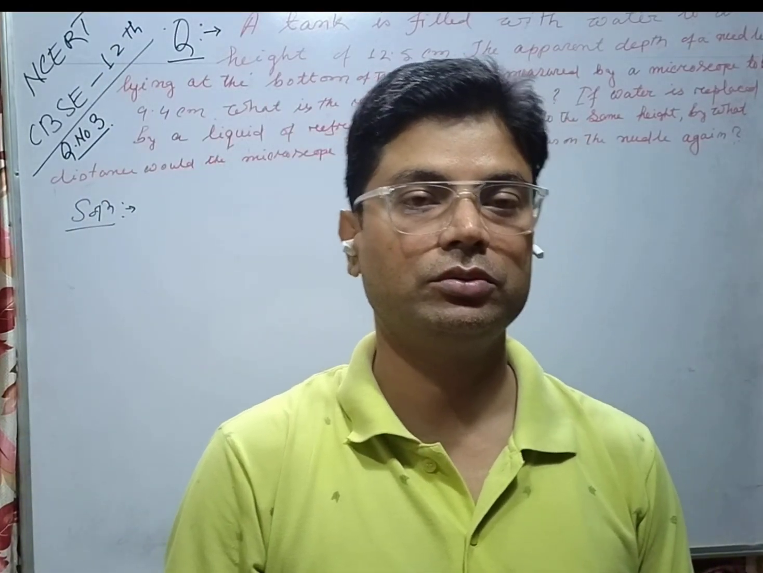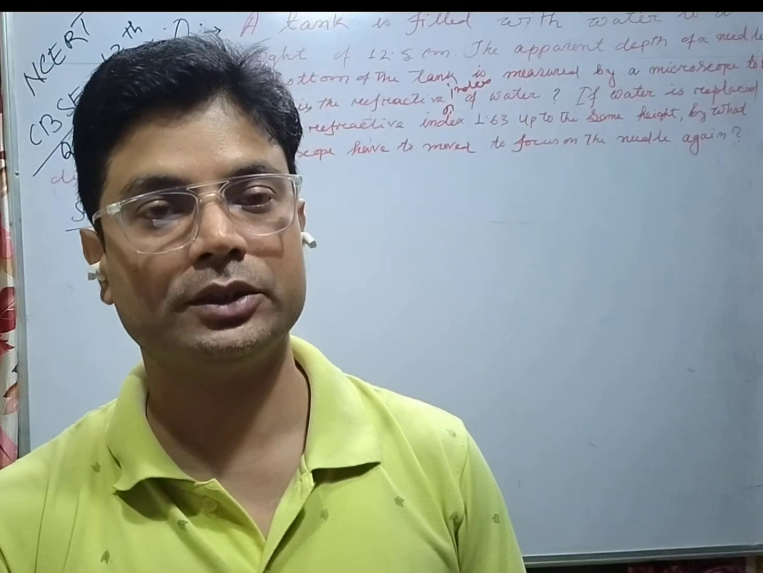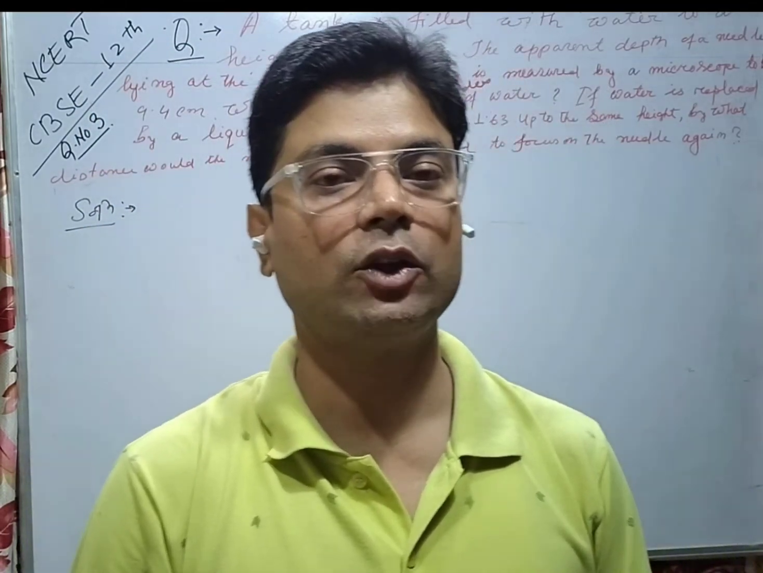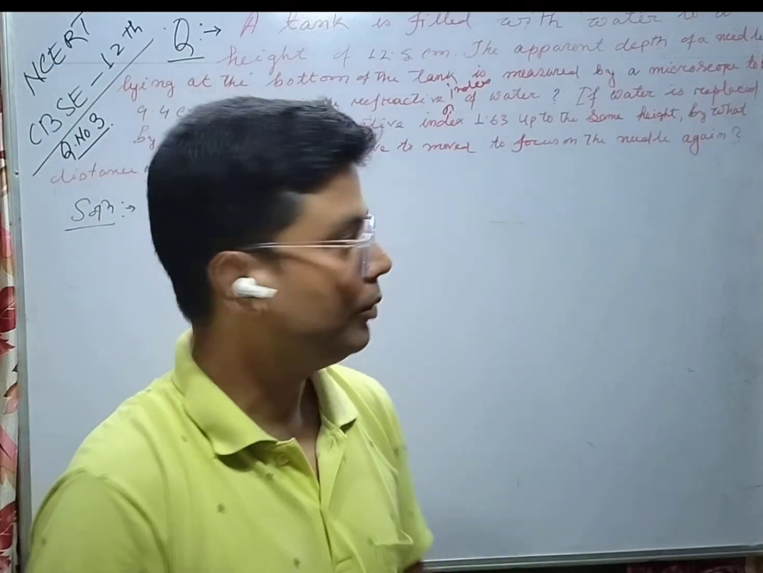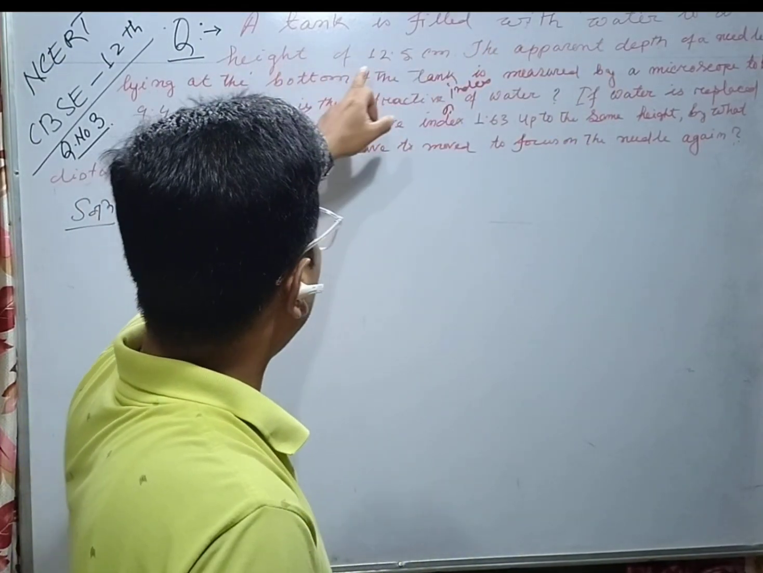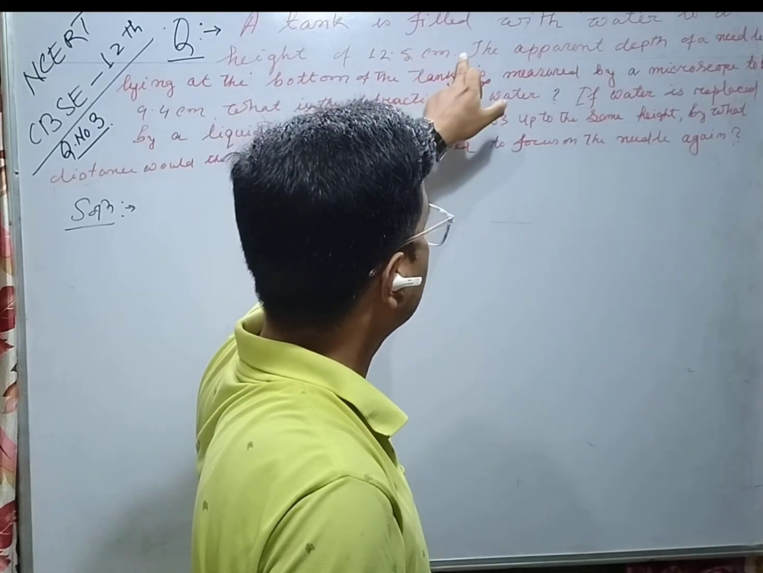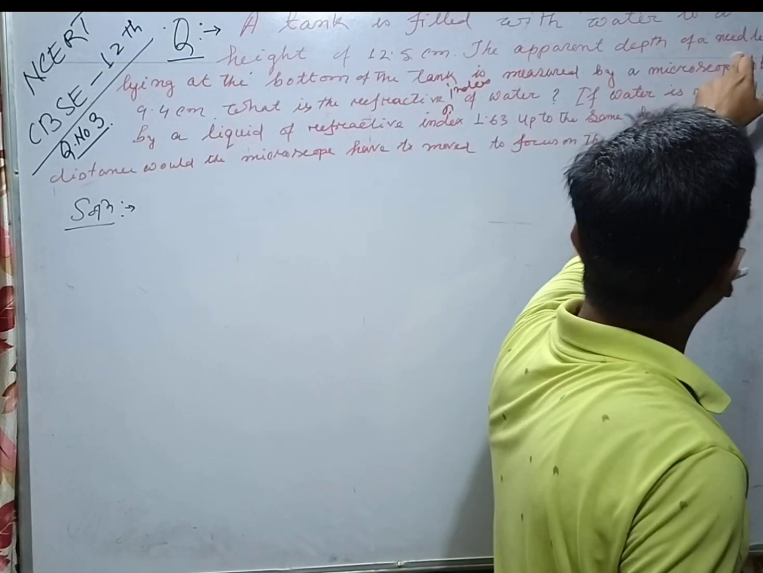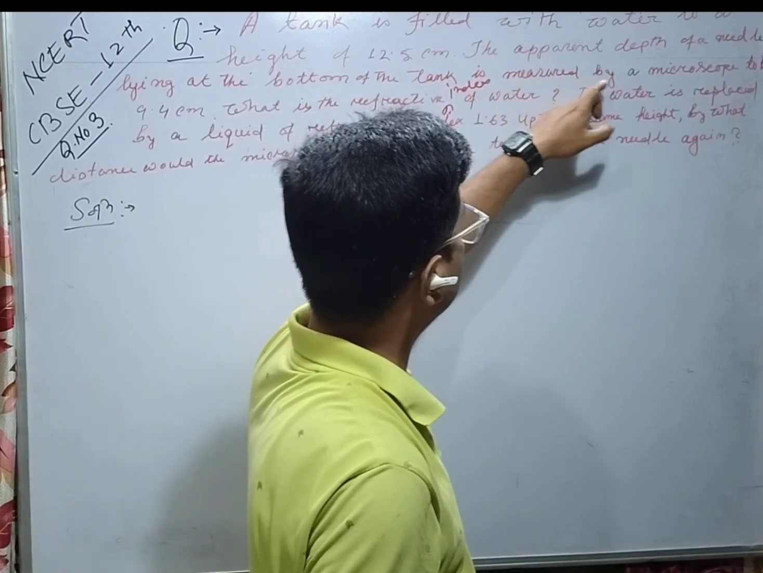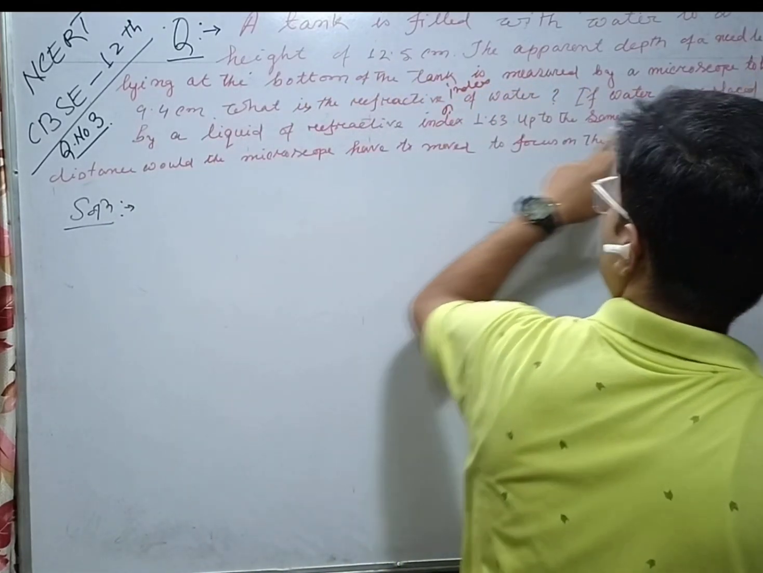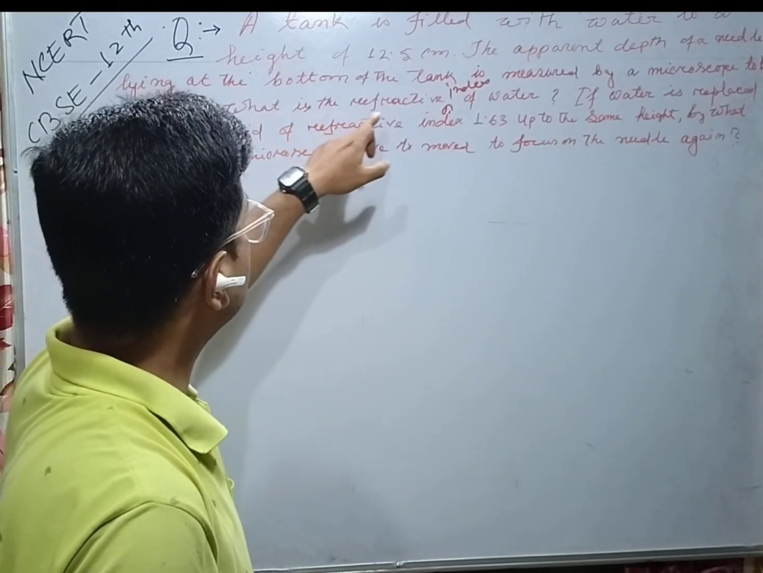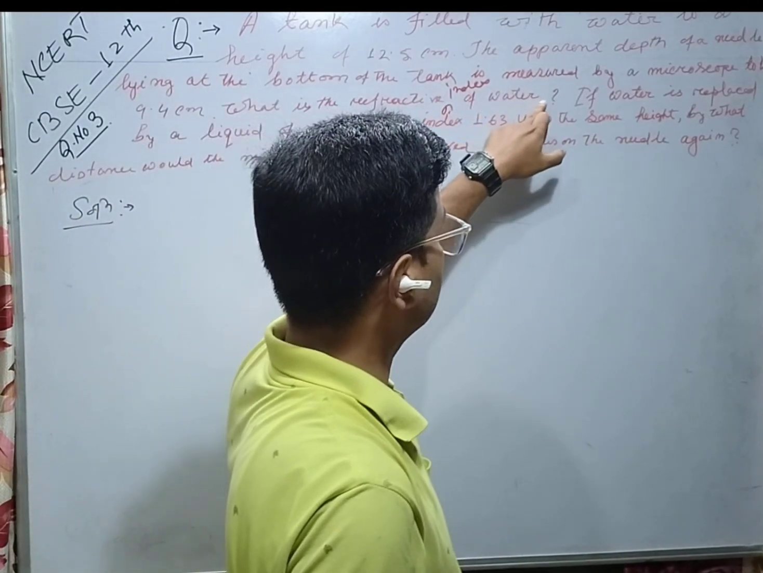Today, I am going to solve a problem of physics of class 12, chapter Ray Optics and Optical Instruments. The problem is: a tank is filled with water to a height of 12.5 centimeter. The apparent depth of a needle lying at the bottom of the tank is measured by a microscope to be 9.4 centimeter. What is the refractive index of water?